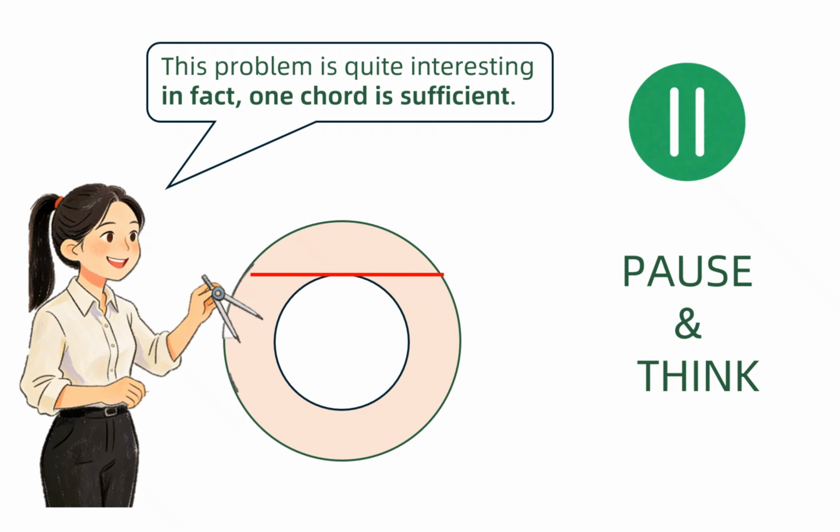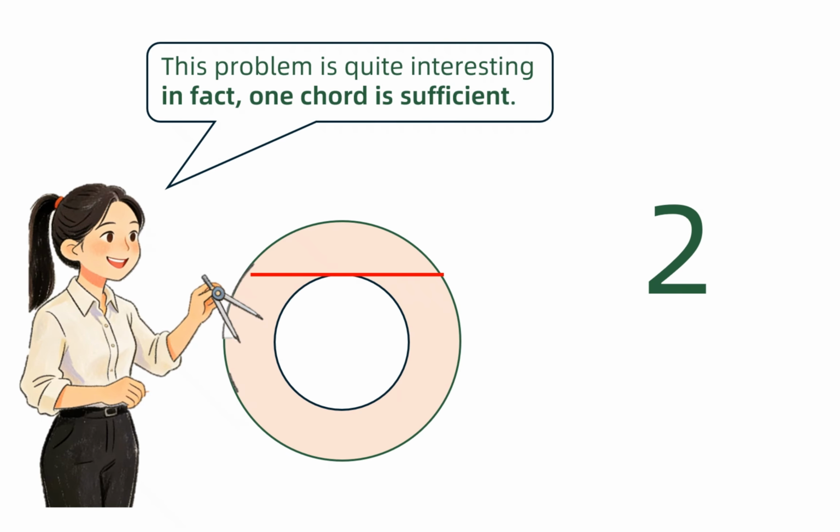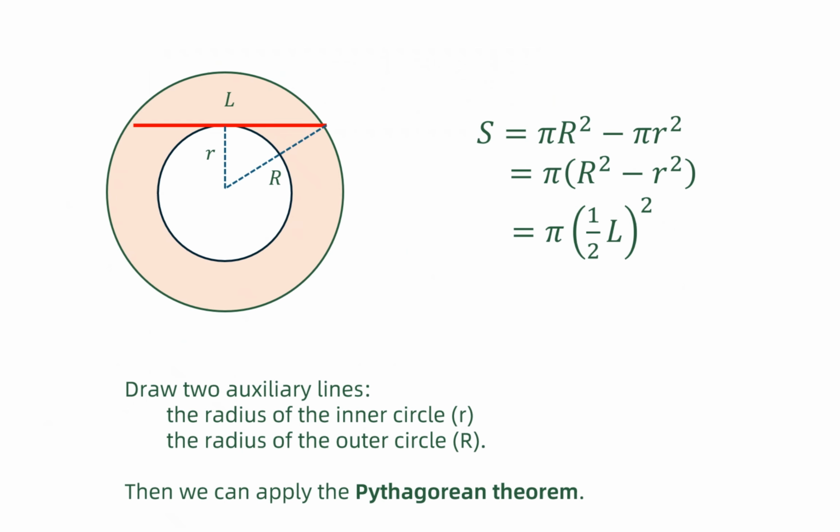How can we calculate the area of the circular ring with only the length of a chord tangent to the inner circle?" Let's pause for a moment and think. This problem is actually very simple, requiring nothing more than junior high school math knowledge. We can draw 2 auxiliary lines, a radius of the inner circle and a radius of the outer circle. Then we can derive the calculation formula using the Pythagorean theorem. The formula is quite straightforward, as shown below.